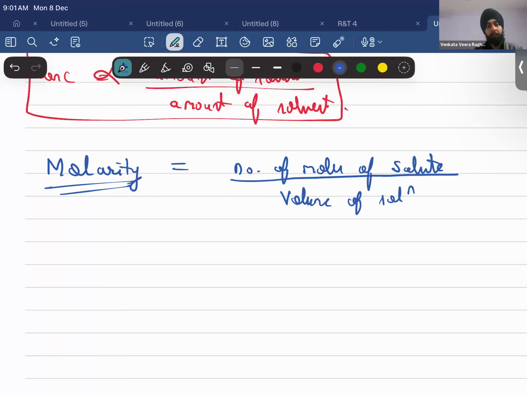Sir, if you have a solution in which you have taken water or any liquid solvent, and you have added a solid solute into it, the volume of the solution will not change that much if you are adding a solid solute, isn't it?